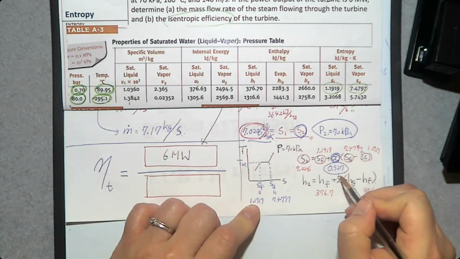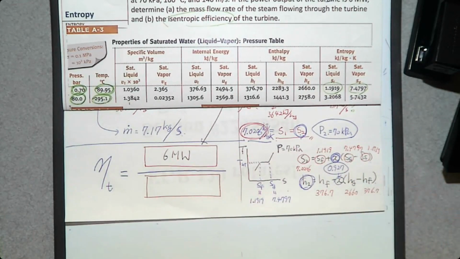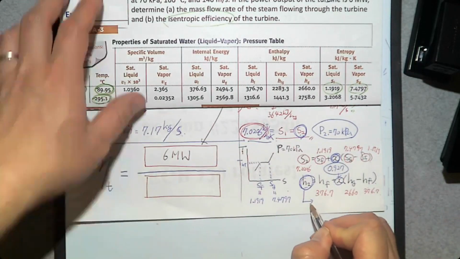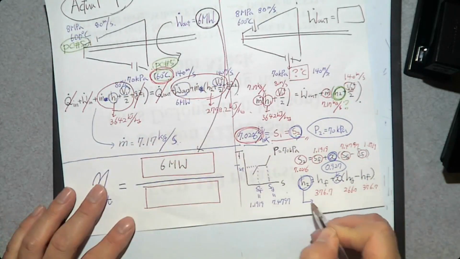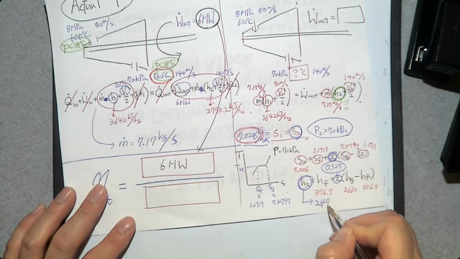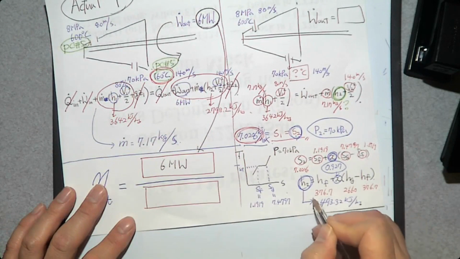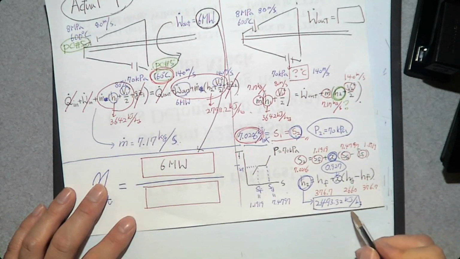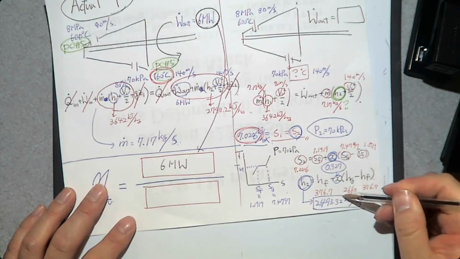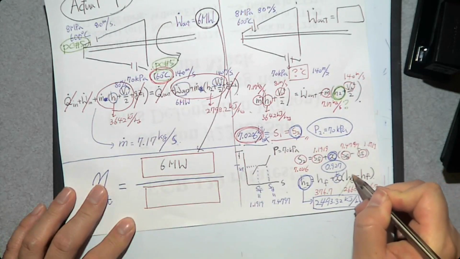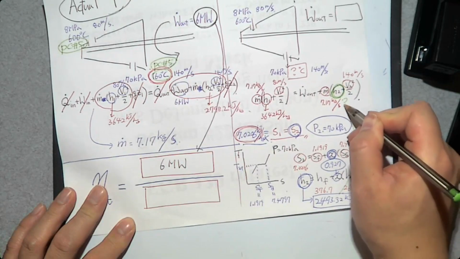And this one goes here. Can you determine H2? Yes, we can determine H2. If you do, we get 2493.32 kilojoule per kilogram. That is H2. Now we have H2. That goes, oh, I don't like this, but we got no space, going up right here.